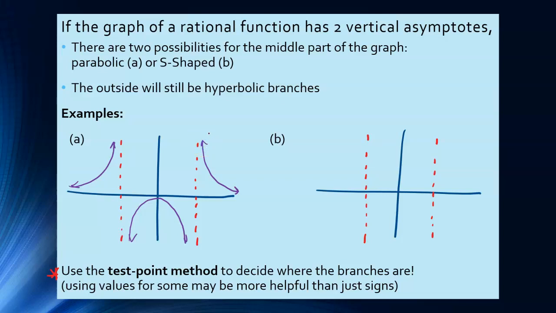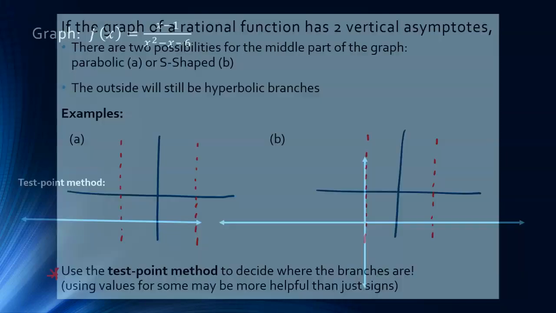So it could be situations like that, or you could even have something like this. The outside will always be these hyperbolic branches, and the inside could either be something that's parabolic in shape or S-shaped. So we could have something like that in the middle. Those are the different outcomes that you'd have. Down at the bottom there, in your notes, you have the same thing. You're going to use the test point method to decide where the branches are, using values, which may be more helpful than just signs. Okay, so we'll look at an example now so you can get a better understanding of what that's talking about.